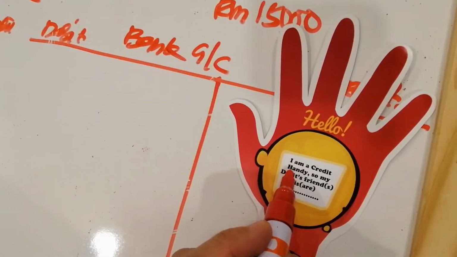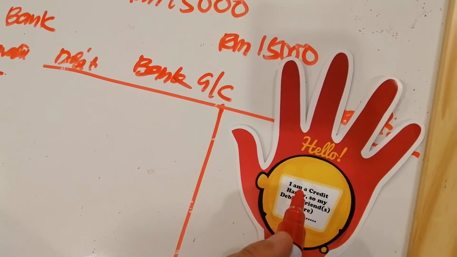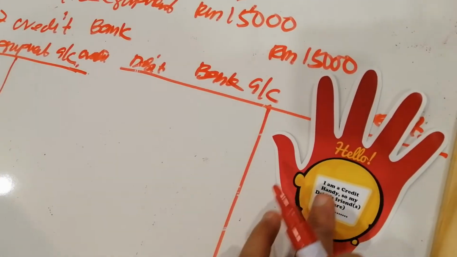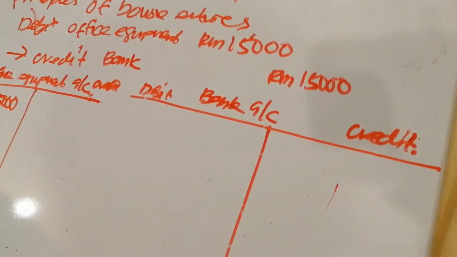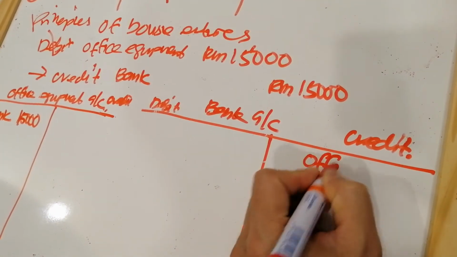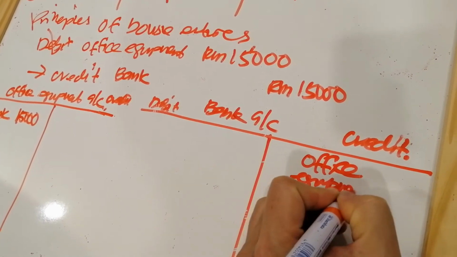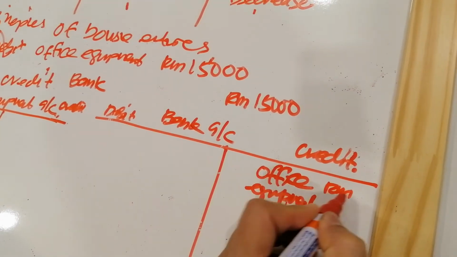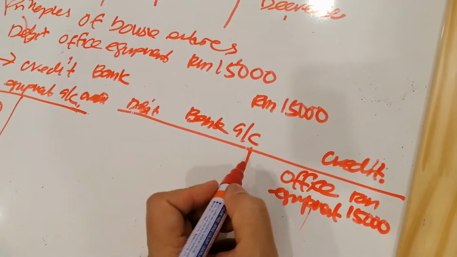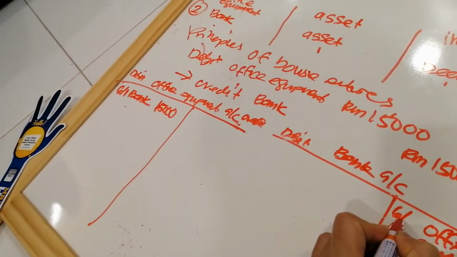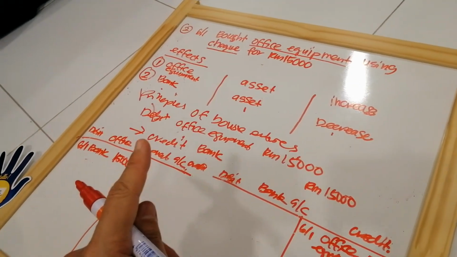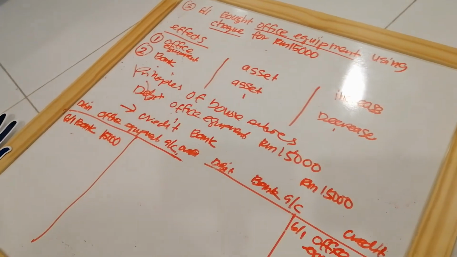I am a credit handy, so my debit friend is. Who is the debit friend? Office equipment. So dot here, you have to write it. Office equipment. How much is the figure for office equipment? 15,000. So you put here 15,000. And the date is the same as that, 6 January. So this is the second transaction using the second scenario.